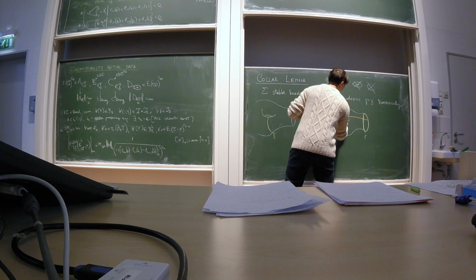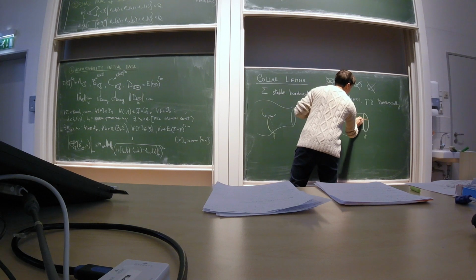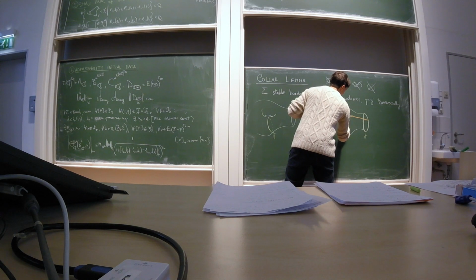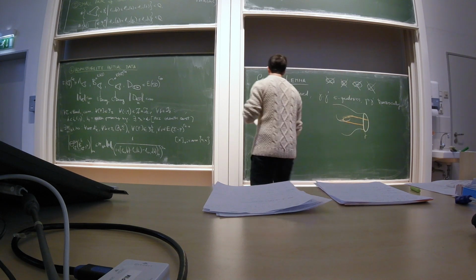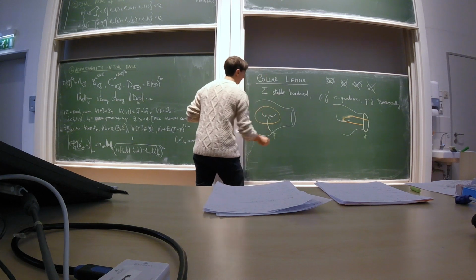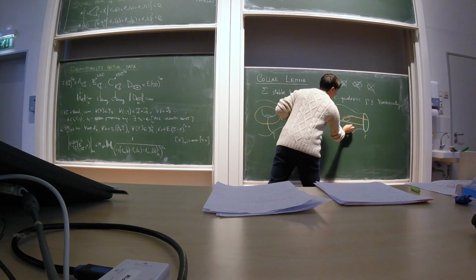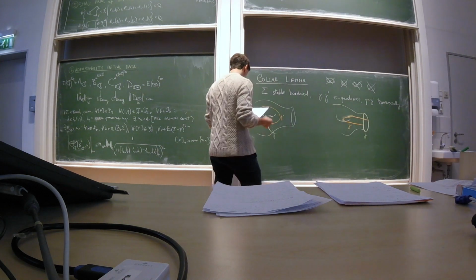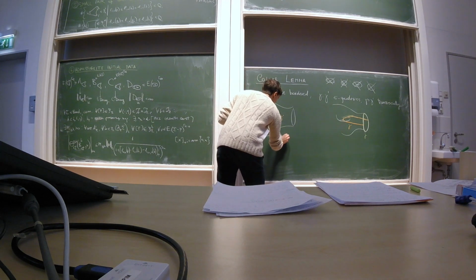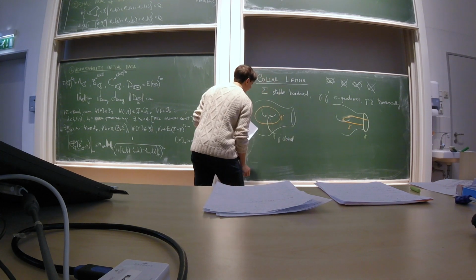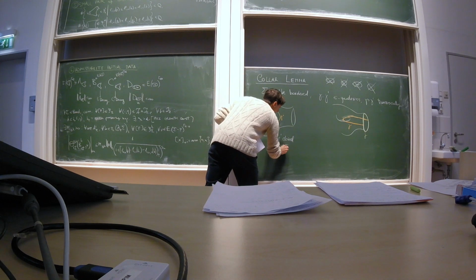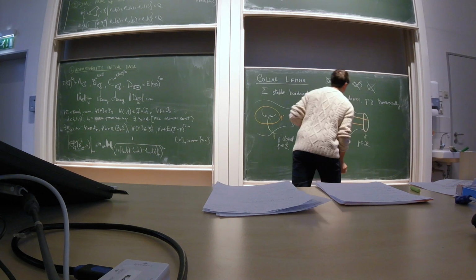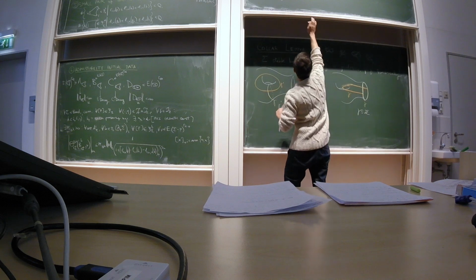Or maybe I should draw this like that. And in this case, it would be something like that. It's my gamma prime. So in this case, gamma is inside the interior, and in this case, gamma is inside the boundary.